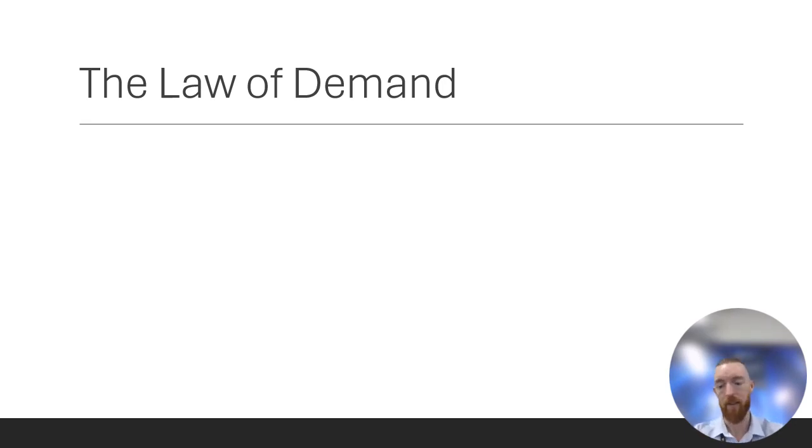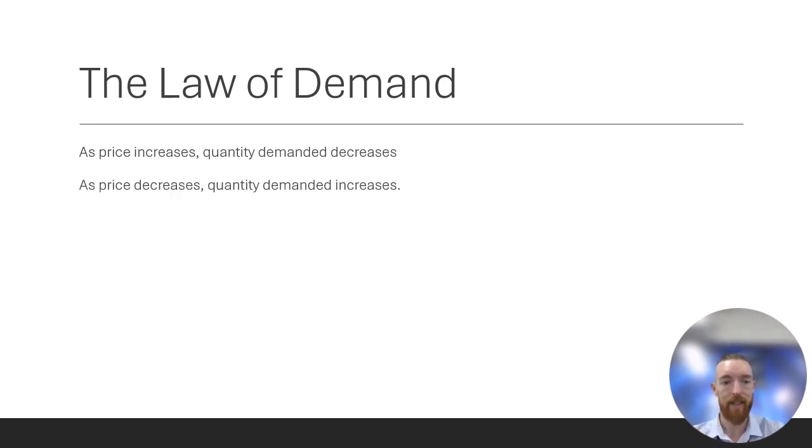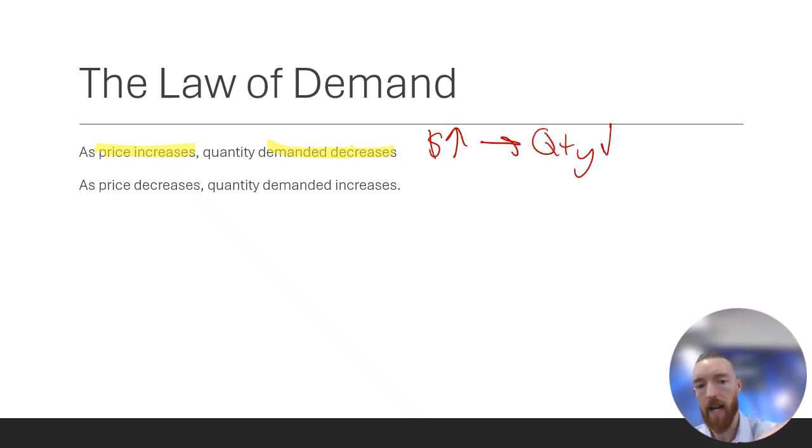What is it? Well, the law of demand: as price increases, quantity demanded decreases. So price goes up, quantity demanded goes down. If we want to abbreviate that, we could have $ up leads to QTY going down. Price goes up, quantity goes down. That makes sense, doesn't it? If things get more expensive, you want less of them because they cost you more.